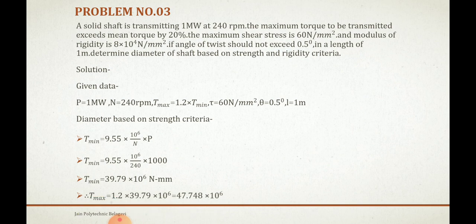Now for T max. What is the relation between T mean and T max? T max is 1.2 times that of T mean. So we will get 47.74 into 10 raised to 6.